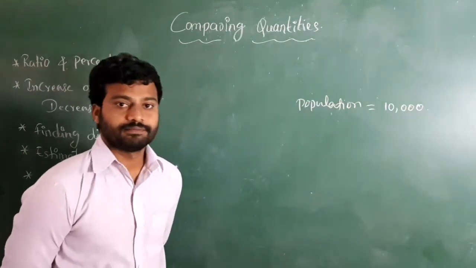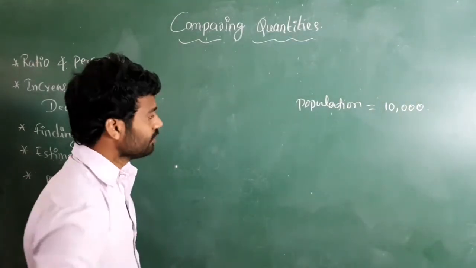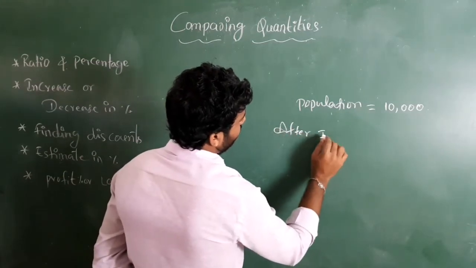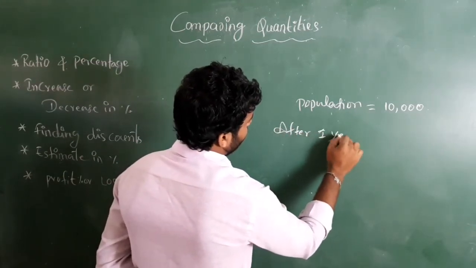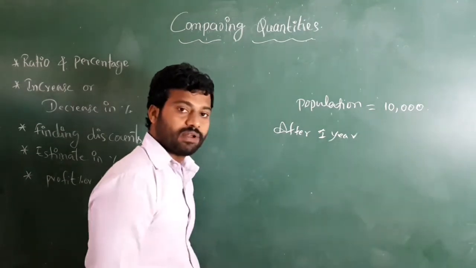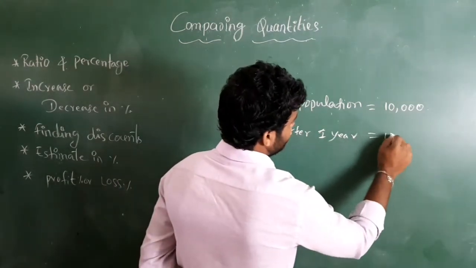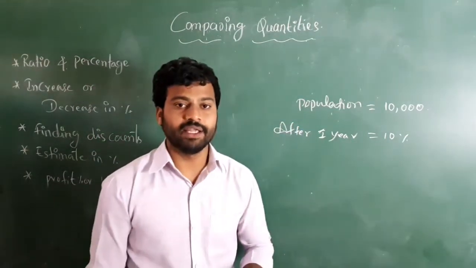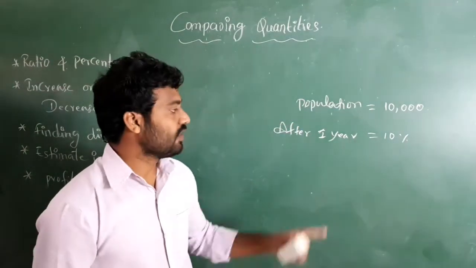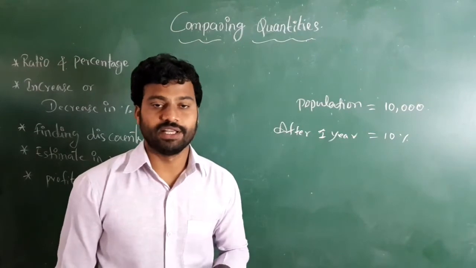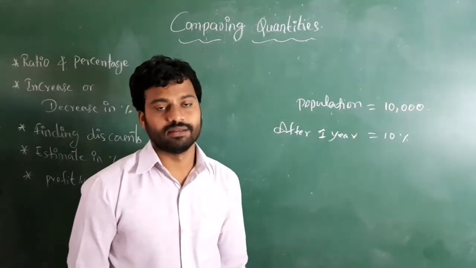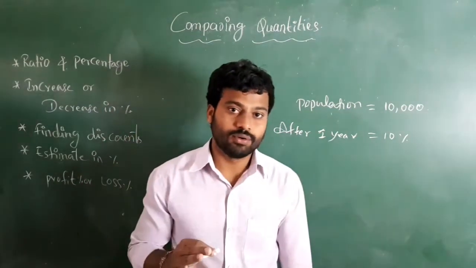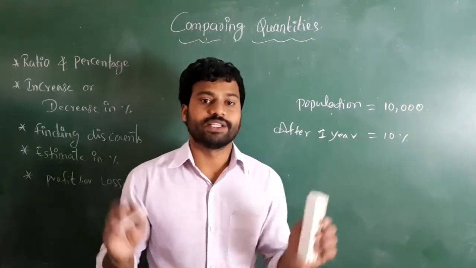10,000. Okay, now next, after 1 year, if the population is increased by 10%, then what is the present population in that village or city or anything? Clear or not? So here we can do it in two ways.